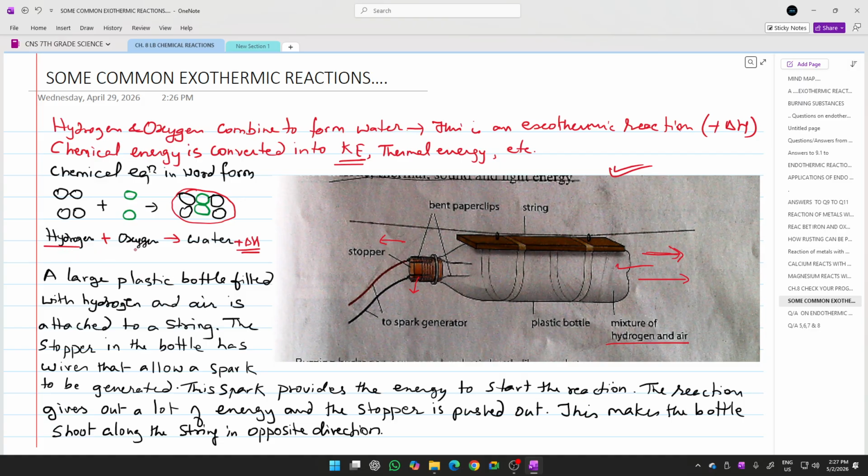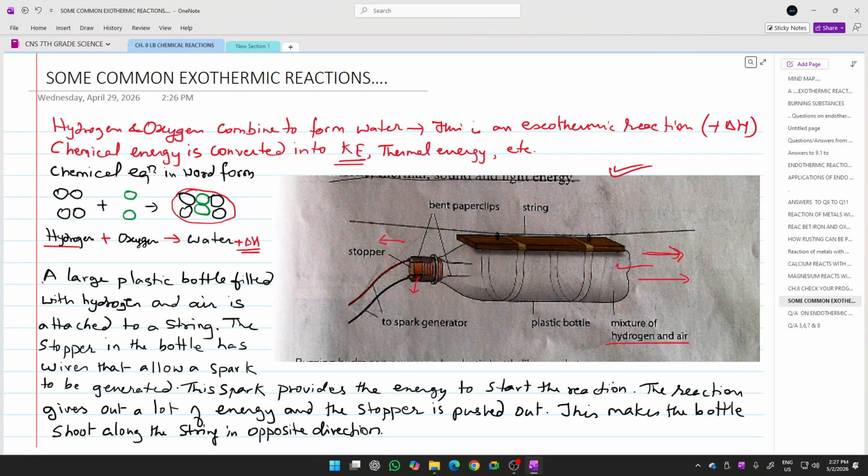So hydrogen and oxygen are combining together to give you water, which is an exothermic reaction. Now let me read out the arrangement. A large plastic bottle filled with hydrogen and air is attached to a string. In a room, you have a string, and this bottle, which contains a mixture of hydrogen and oxygen, is attached to the string. Now, the stopper in the bottle has wires that allow a spark to be generated.